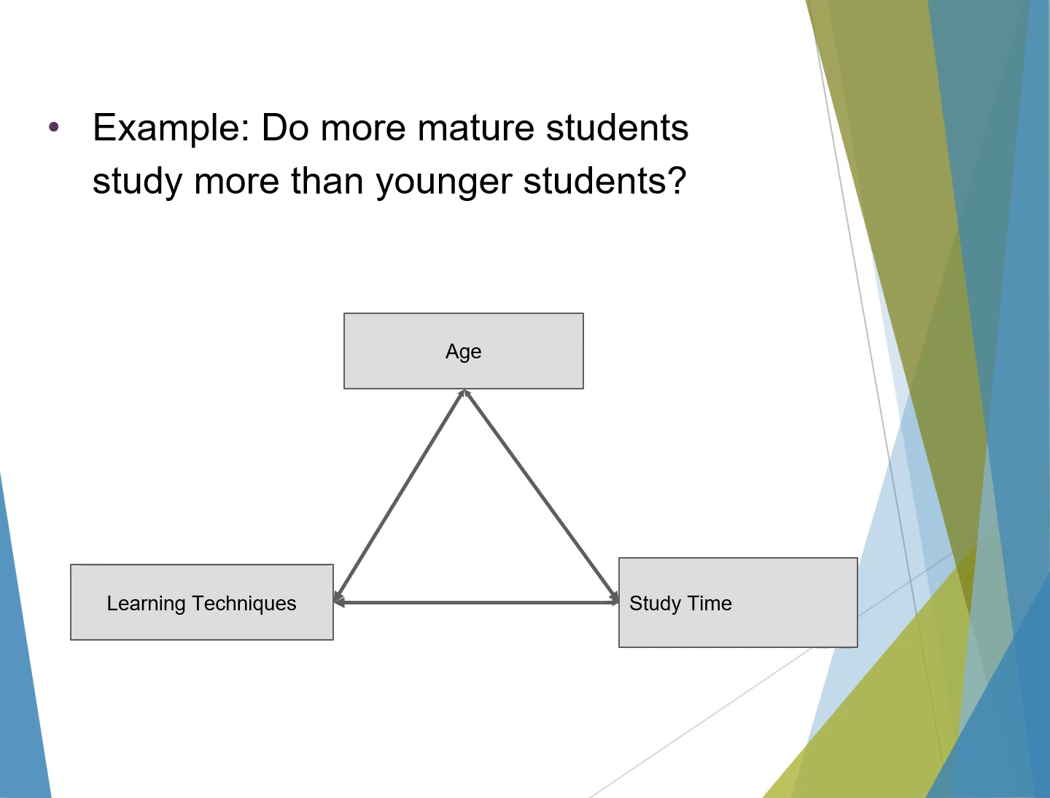If we're interested in all three of these variables, we would look at the correlations between each set. We're going to look at the correlation between age and the number of learning techniques people use. We're going to look at the correlation between age and study time, and also the correlation between learning techniques and study time. That means we're going to need to report on 3 different correlations because there are 3 different possible pairs here.